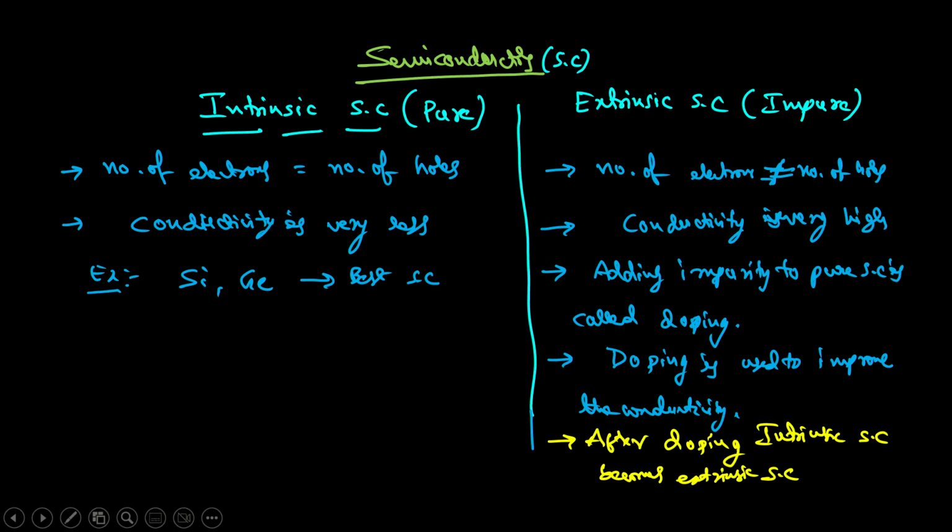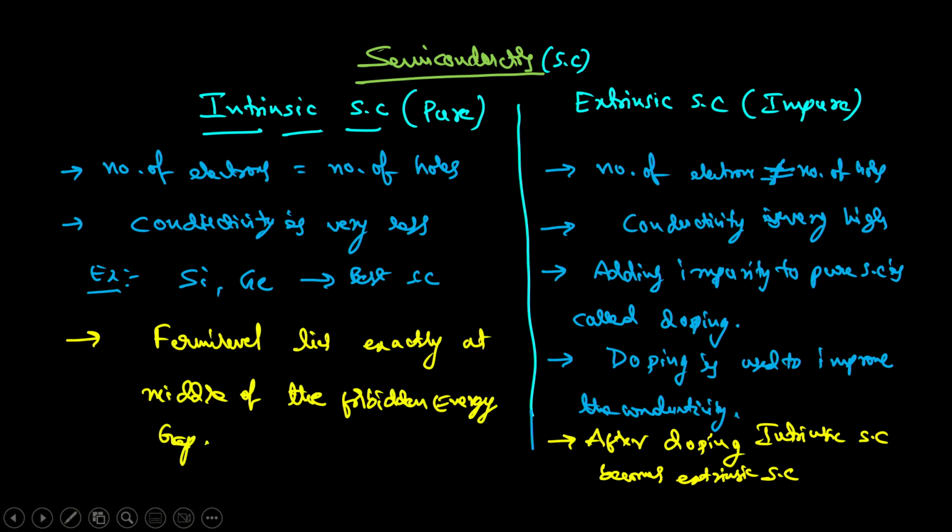Before going further, I want to explain one more point about the intrinsic semiconductor. In an intrinsic semiconductor, the Fermi level lies exactly in the middle of the forbidden energy gap. Such semiconductors are called intrinsic semiconductors, and in them the number of electrons is equal to the number of holes. Due to that, conductivity is very less. So to improve the conductivity, the doping process is used.